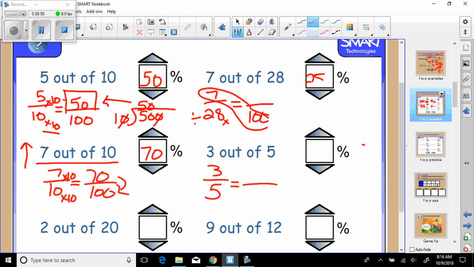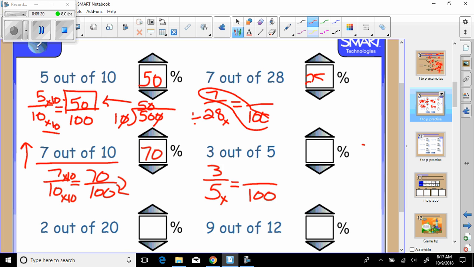All right, try this one. 3/5 equals how many 100s? And remember, we have to have the 100 in the denominator in order to get our percent, because our percent is always out of 100. So pause the video and do this.